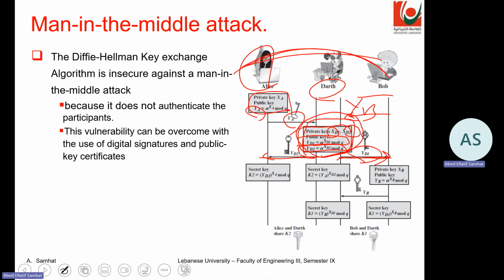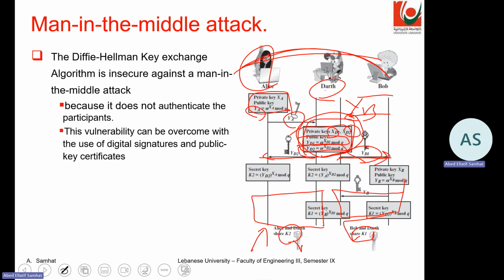So we have a secret key generated between Bob and Darth, which is K1, and another secret key generated between Alice and Darth, which is K2. But Alice is not aware that this key is with Darth and not with Bob, and Bob is not aware that K1 is with Darth and not with Alice. So this is really the problem of the man-in-the-middle attack.